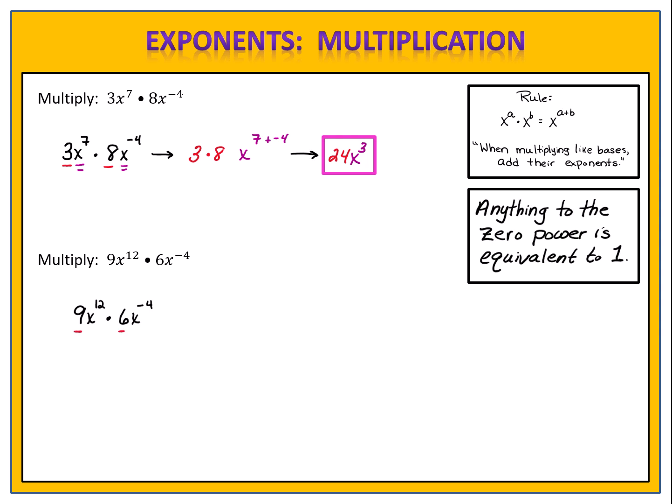We begin by identifying the coefficients, 9 and 6, which we will multiply together. Then we identify the like bases, x, which have exponents of 12 and negative 4. We'll add those together. 9 times 6 is 54. 12 plus negative 4 gives us the exponent of 8 on the base of x: 54x to the 8th.